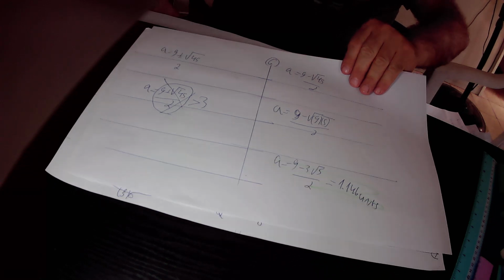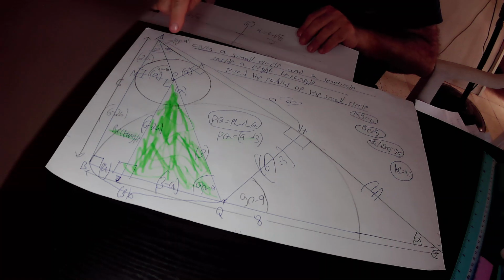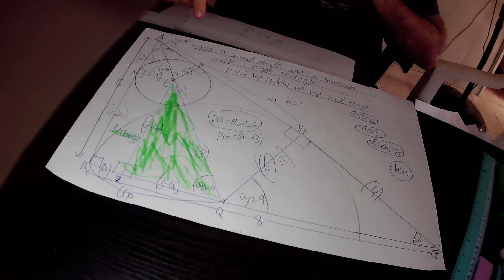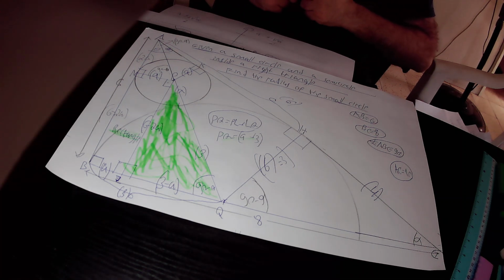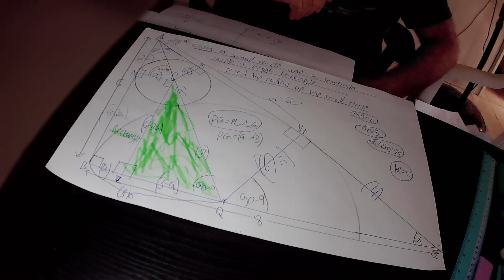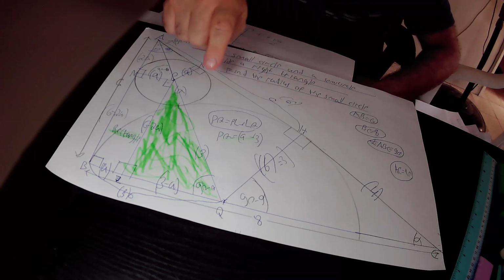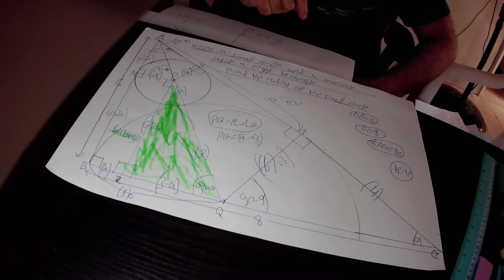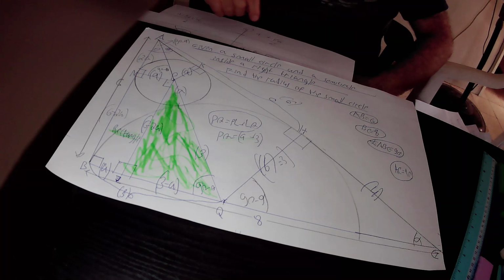or in terms of numbers, the radius A equals 1.146 units. Again, we found that the radius A of this small circle equals 9 minus 3 times the square root of 5, over 2 units, so in terms of numbers, 1.146 units. That is definitely less than 3, the radius of this big semicircle. Okay, thank you very much.